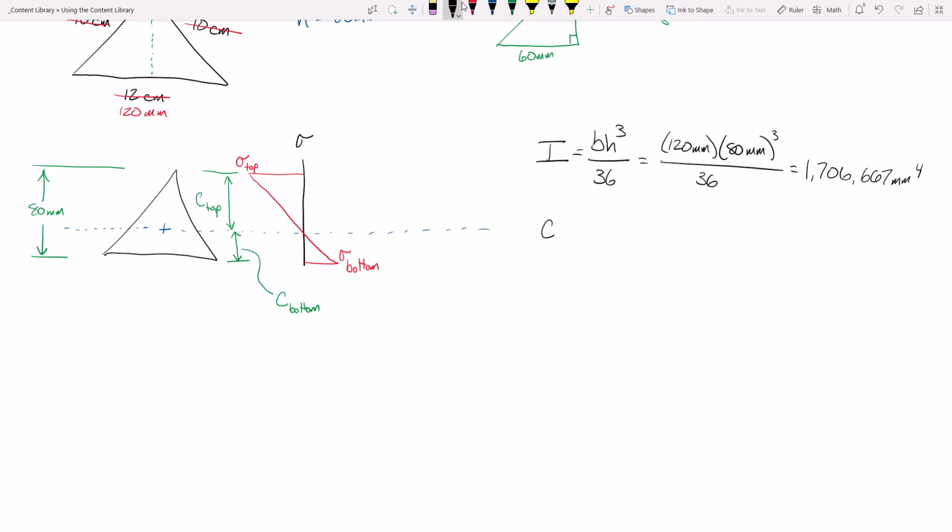All right. C bottom is in this case H over 3, which I think is like 26.67. And C top, you could say 2H over 3, or you could just say H minus C bottom. The reason I do it this way is that practically, this is how you would do it for a singly symmetric I section or something like that: you take the overall height minus that other centroid distance. And so, I think it's like 53.33 millimeters.